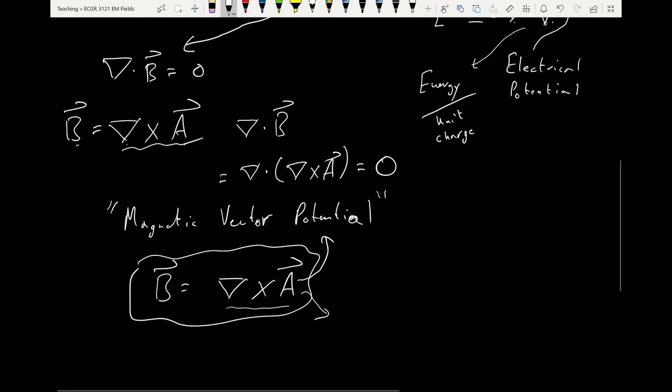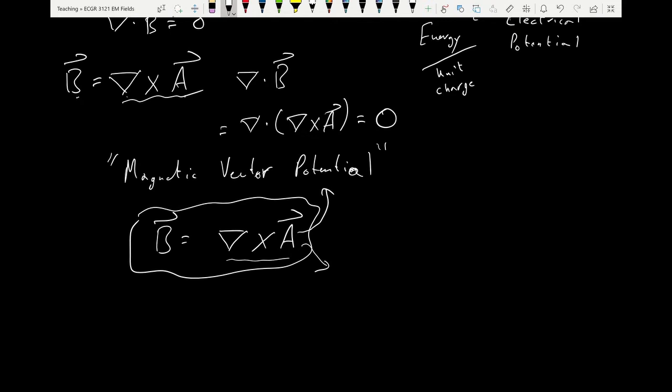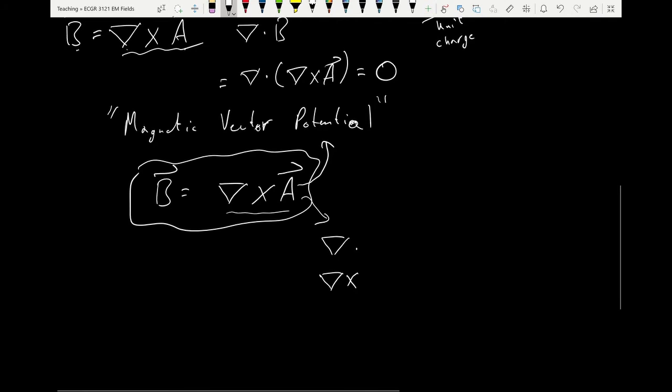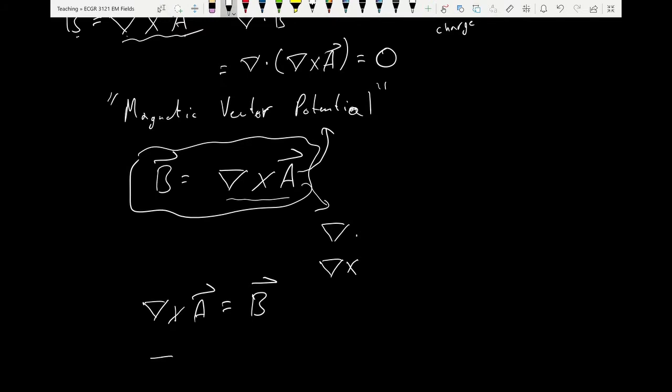And you remember when we discussed Helmholtz theorem, we said that to specify any vector field completely, you need to define its divergence and its curl, right? Well, we know what the curl of A is. By definition, we said the curl of A is the magnetic flux density, right? Well, the question is then, what is the divergence of A? What should the divergence of A be?